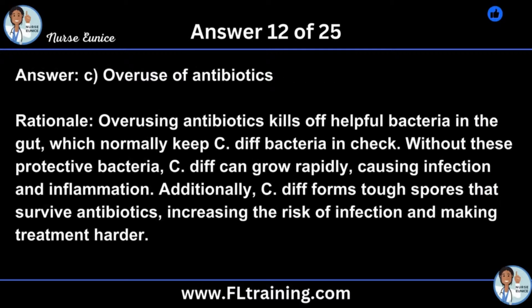And for this question number 12, if you chose C, you are correct. So it's the overuse of antibiotics that kills off helpful bacteria in the gut, which normally keeps C. diff bacteria in check. Remember, normally we have good bacteria, we have bad bacteria. When you kill off all of the bacteria just indiscriminately, you're going to allow the C. diff bacteria to grow. So without these protective bacteria, C. diff can grow rapidly, causing infection and inflammation. Additionally, C. diff forms tough spores that survive antibiotics, increasing the risk of infection and making them harder to treat.